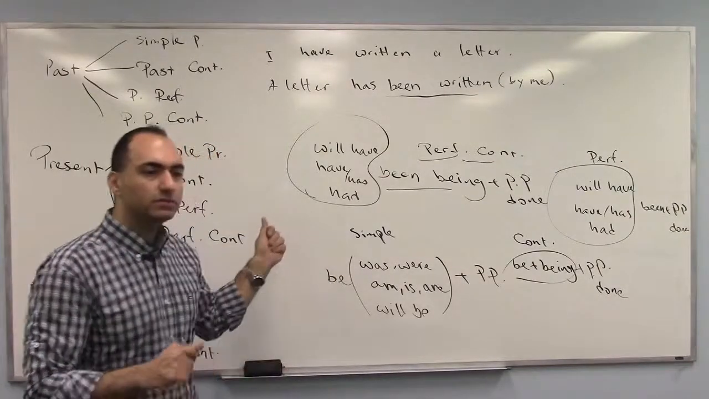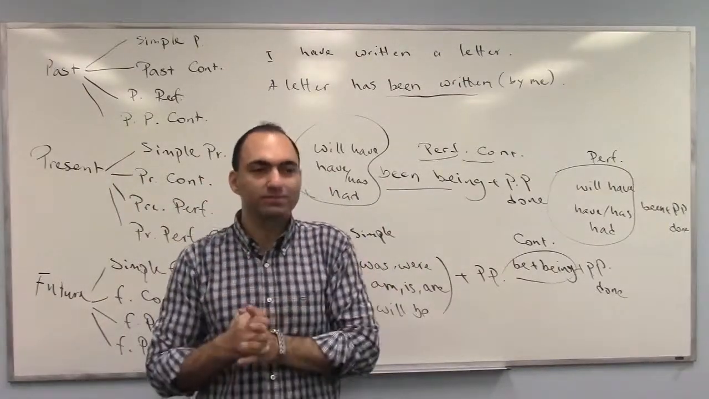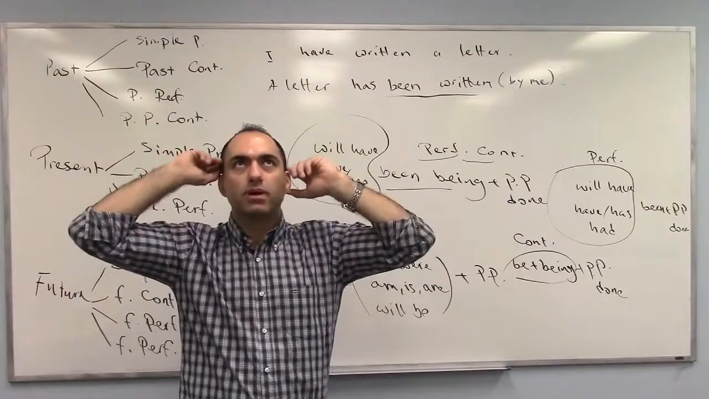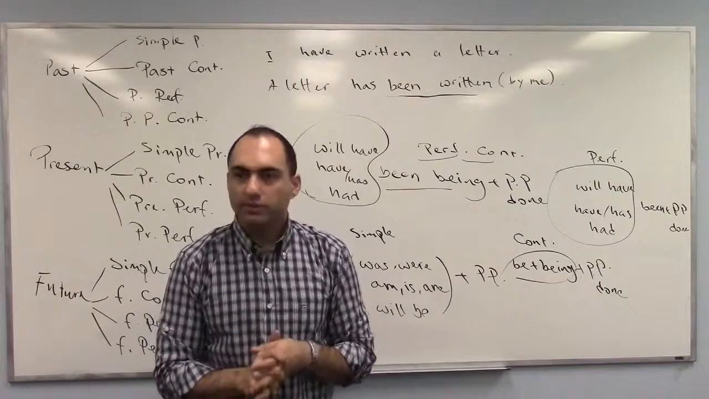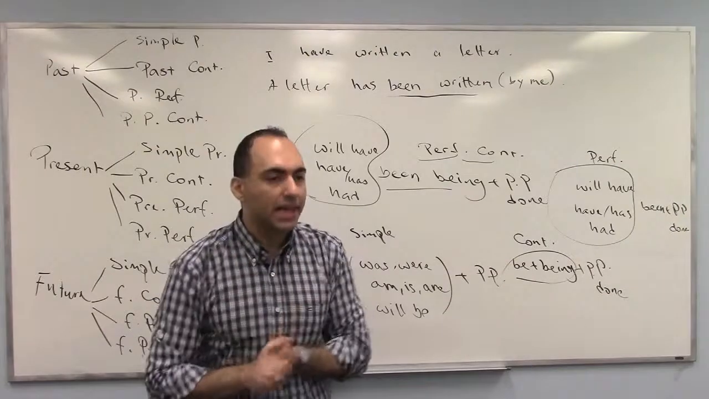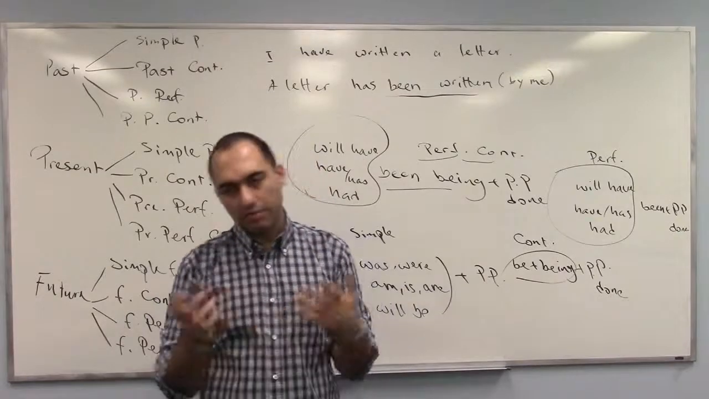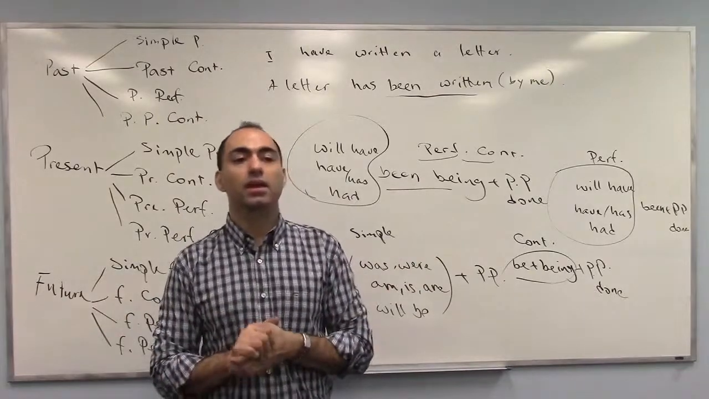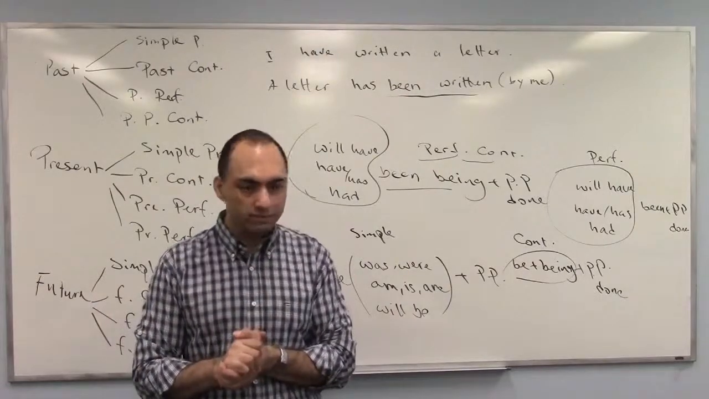So, what we talked about was just a formula. I want to go very fast. I write a letter every day. A letter is written by me every day. I am writing a letter now. A letter is being written by me. I have written a letter. A letter has been written by me. I have been writing a letter for 2 hours. A letter has been being written by me for 2 hours.